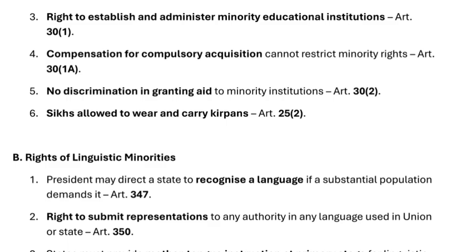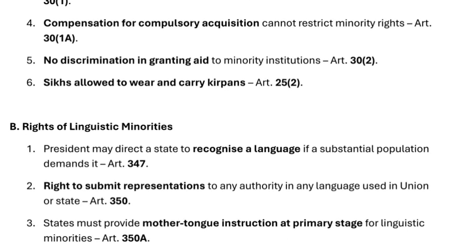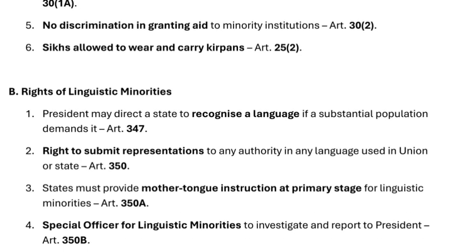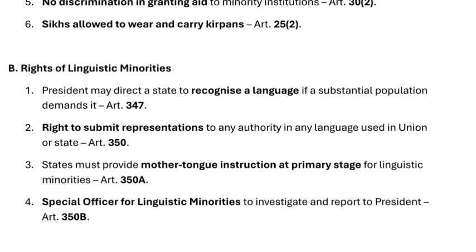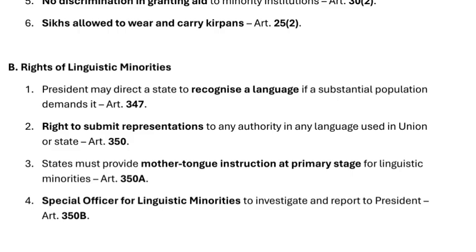4. Compensation for compulsory acquisition cannot restrict minority rights, Article 30(1A). 5. No discrimination in granting aid to minority institutions, Article 30(2). 6. Sikhs allowed to wear and carry kirpans, Article 25(2). B. Rights of linguistic minorities.